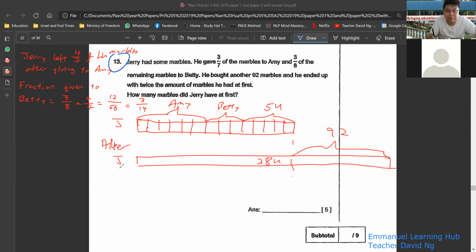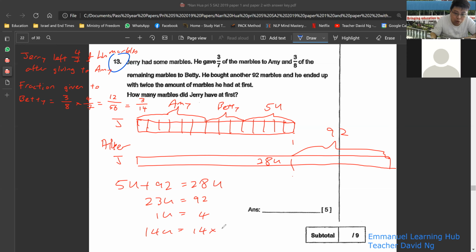Does that make sense? Yes. Okay. 5U plus 92 is 28U. So 23U is 92, 1U is 4. 14U is 14 times 4, which is 56. That's how you get 56.